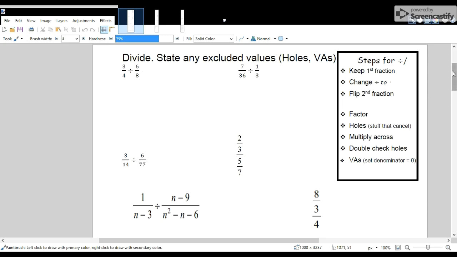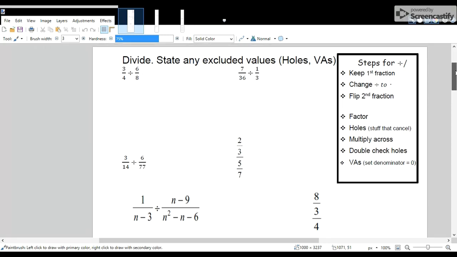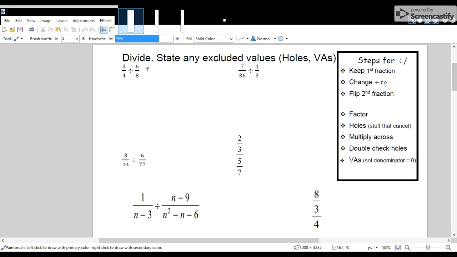This is part 4 of the fractions packet. Let's start with this page. Divide. State any excluded values, the holes or the vertical asymptotes. Here are the steps for dividing fractions. Step 1, keep the first fraction.